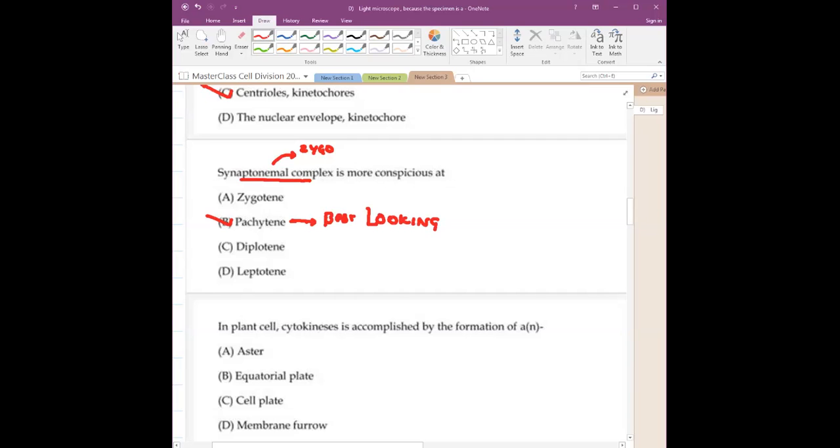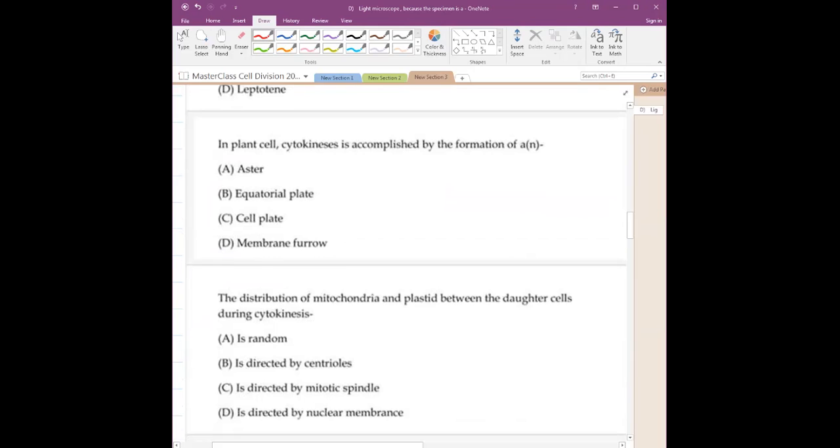Okay, so you need to keep this thing in mind. Formation is in zygotene but looks better in pachytene because at that time it is condensing and the chromosomes become really nice. Okay, next thing, in a plant cell, cytokinesis is accomplished by the formation of a very simple... Yes, it is going to be cell plate.